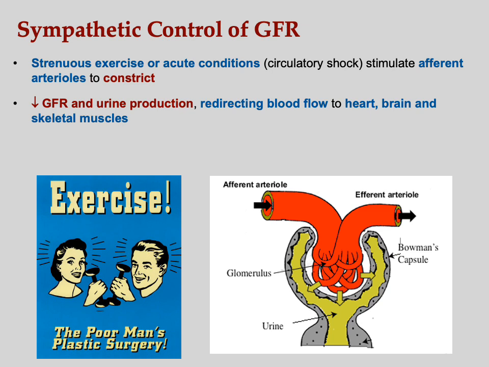Low GFR and urine production redirecting blood flow to the heart, brain, and skeletal muscles. That's what I was saying. We don't need to filter right now. We need to get it to the heart, to the brain. We need to stay alive. Sympathetic crisis. It's the chupacabra. GFR can drop as low as a few millimeters per minute. You're barely filtering anything at that point, all right?